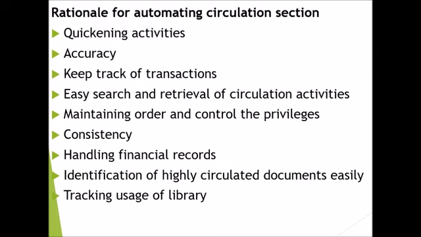Another important reason for automating the circulation desk is controlling the privileges. The automated system allows the library to set privileges for different user categories. For different user categories, you can set different levels of privileges. For example, for students, the library can issue 2 books. For research scholars, the library can issue 5 books. For teaching staff, the books are issued at a different volume. So the automated system allows you to set privileges for different categories of users.